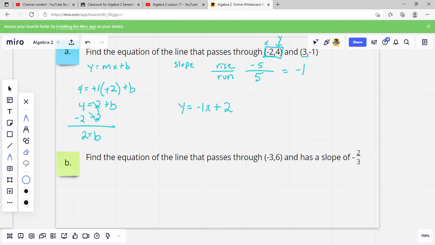But we don't have to write that 1 right there. So it would really look like that, right? Because if you have 1x, you don't have to write the 1 next to it. So it would be just negative x plus 2. If you have the 1, that's fine. I wouldn't count it wrong.